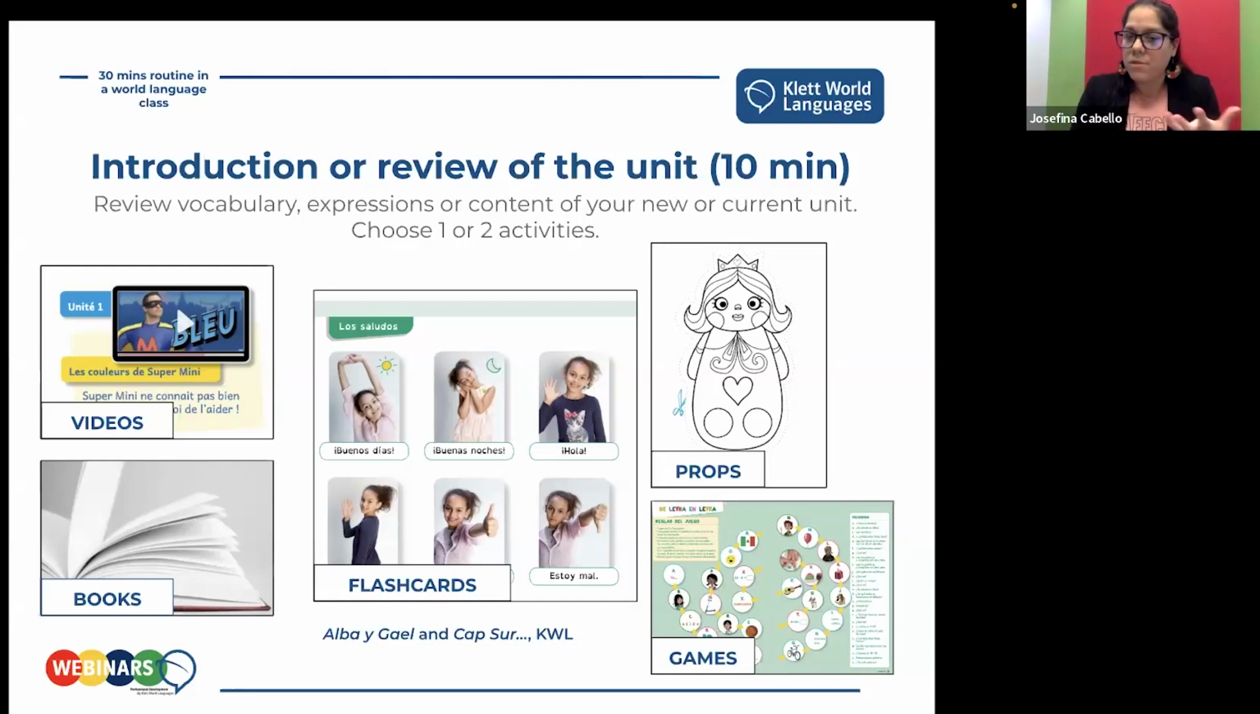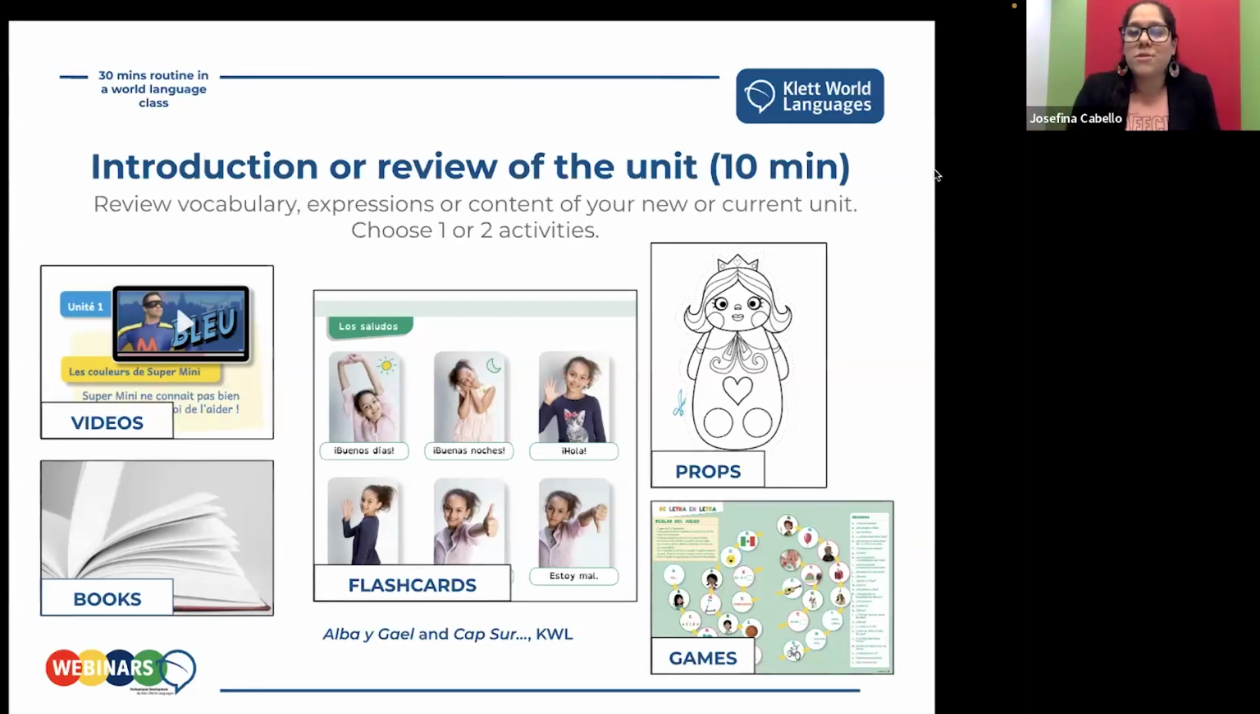So it's very important for you to have visual aids for your students. You can also use props. Props are like anything that your students can manipulate and create stories. Or you can always use games. So pick any of these, choose one or two activities. If you're talking, for example, about greetings, you can use flashcards and you can pick one of the games with flashcards. If you are teaching about colors, you can choose a video about colors. So it's very important for you to keep a good variety of resources that you're going to use in your classroom to keep your students engaged.